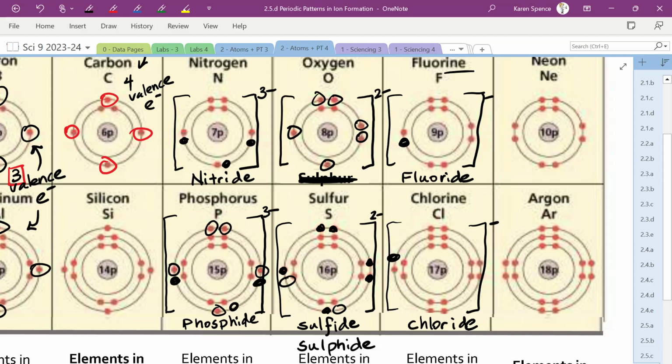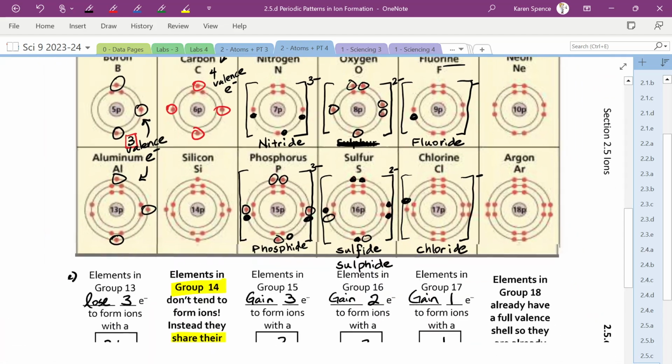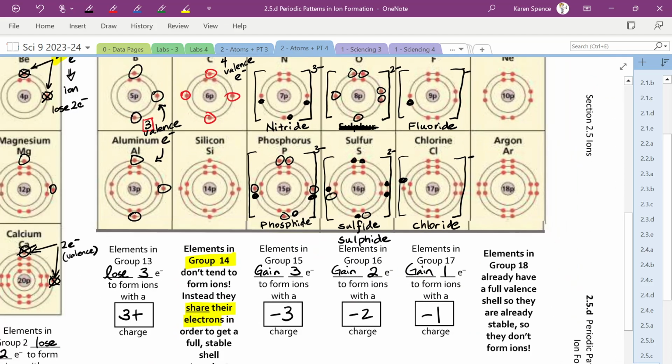So do we like these patterns that we're seeing? Does it make it a little easier to remember things sometimes? Okay, good. I think that is it.